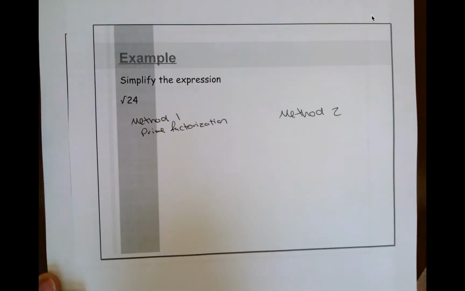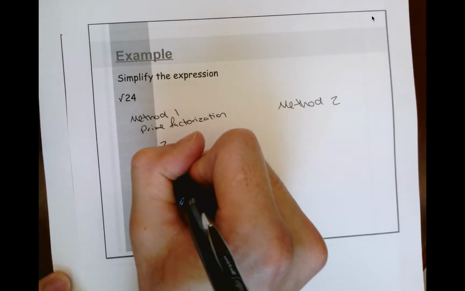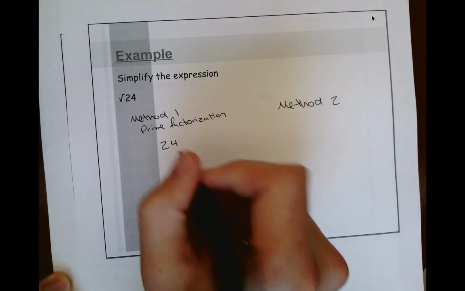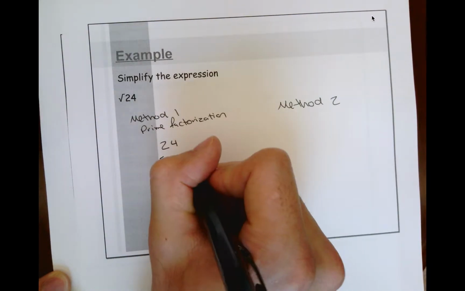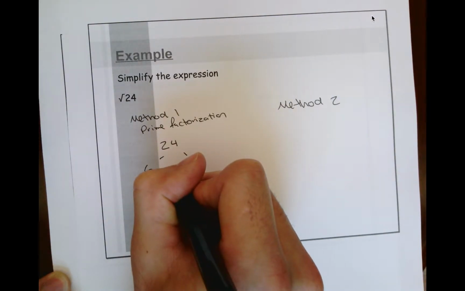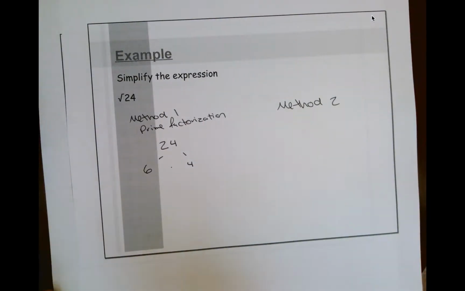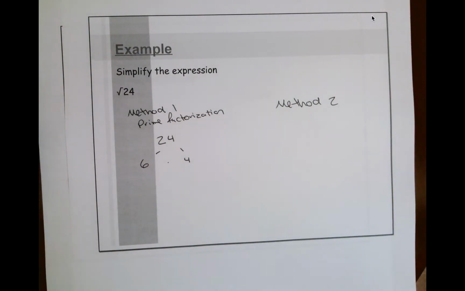So what we're going to do is break down that 24. I'm going to look and say, all right, what times what gives me 24? Off the top of my head, I know 6 times 4. And listen, there's no set way. You could do 12 and 2, you could do 8 and 3. But I got to break this down. It can't just be 24 and 1 because that really doesn't get us anywhere.